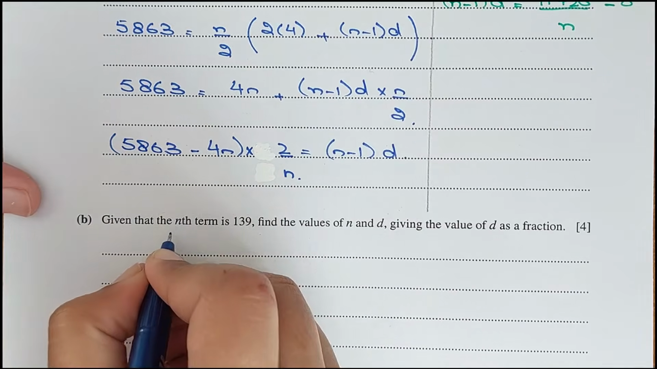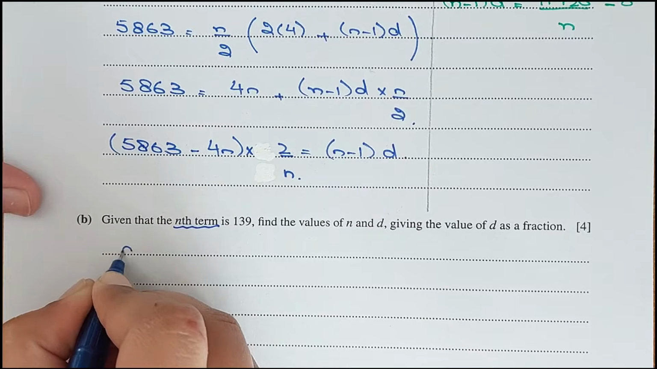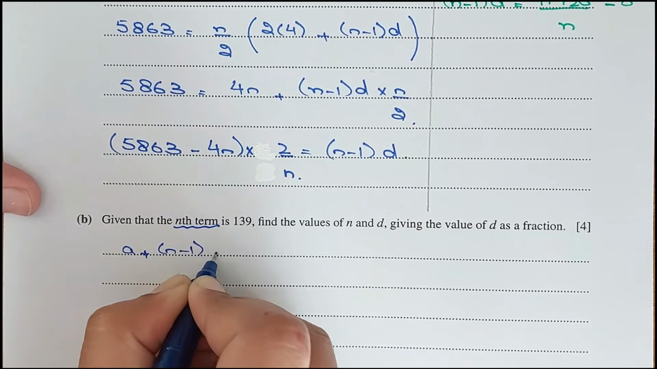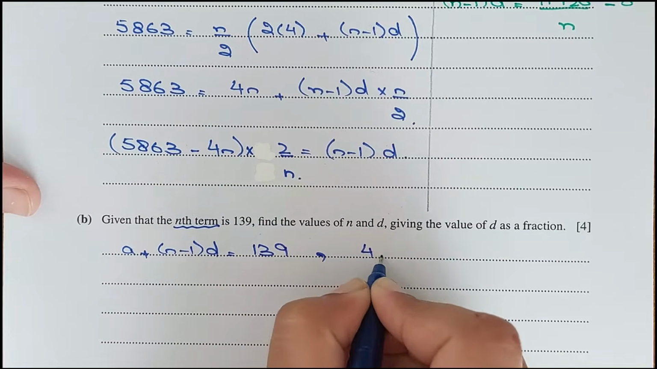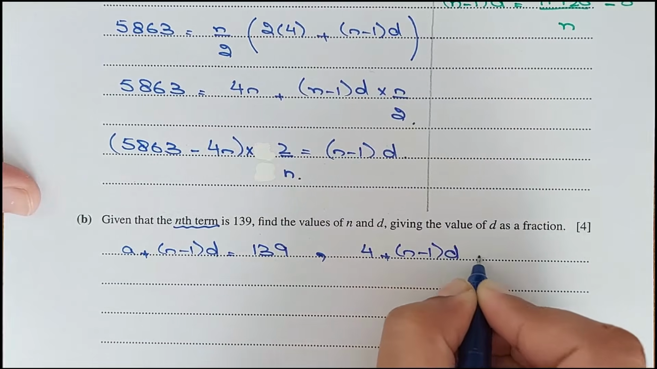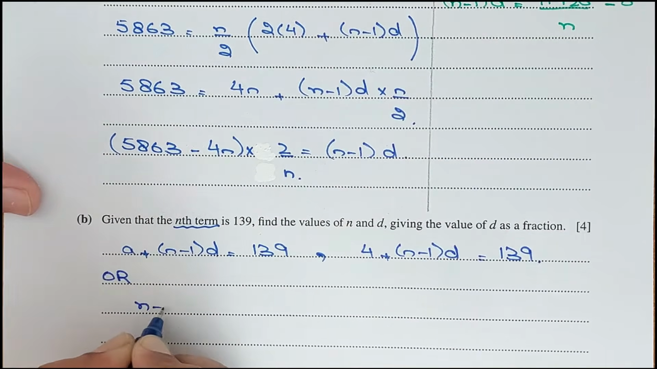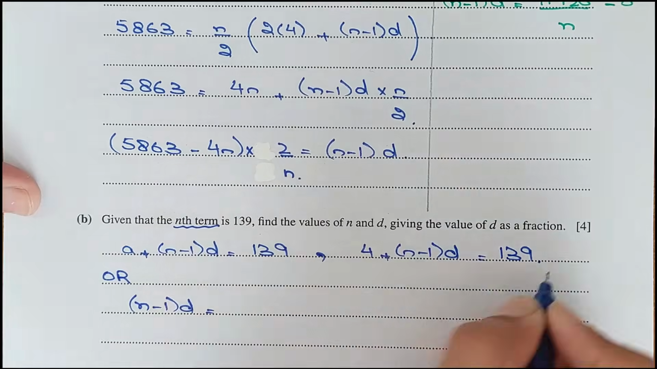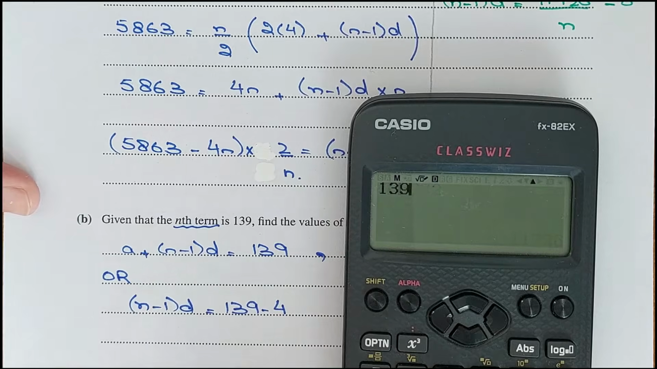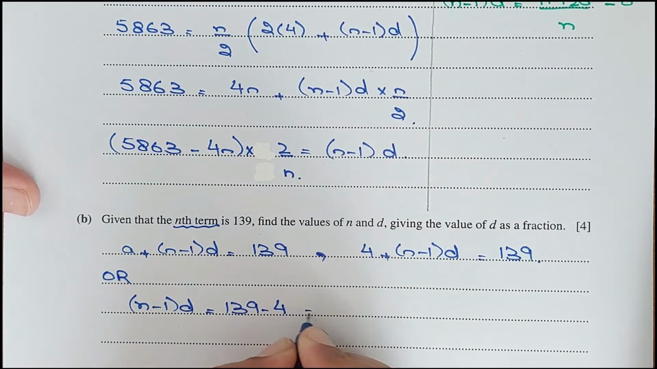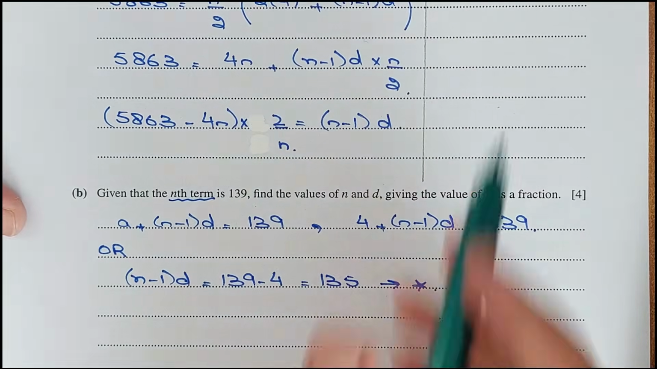Okay, since we have been given the nth term, which for an arithmetic progression is a plus (n minus 1) times d, which is 139, and we know that the a value is 4, so 4 plus (n minus 1) times d equals 139. Or we can say that (n minus 1) times d would be equal to 139 minus 4. Okay, 139 minus 4, which is 135. This is my equation star. Let me substitute into this information.